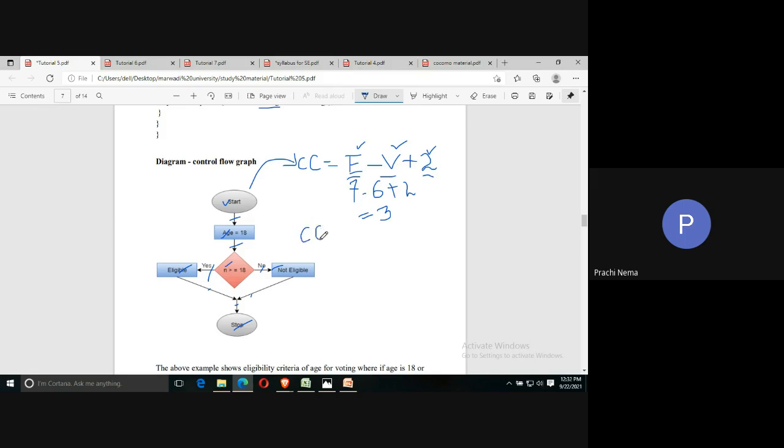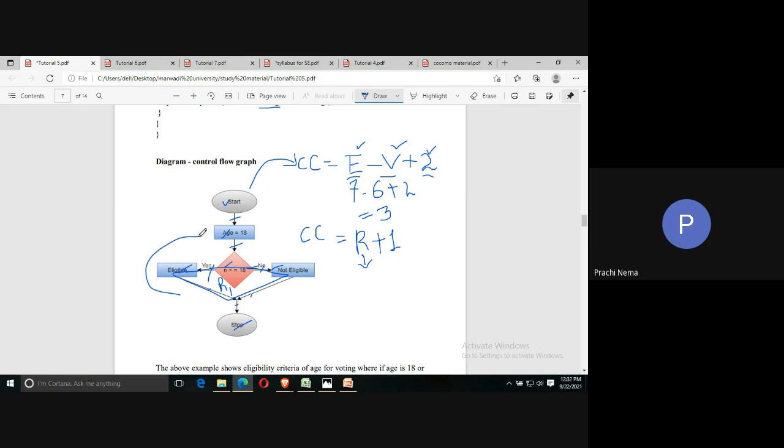The second formula for computing cyclomatic complexity is R plus 1. What is this R? Here R means the region. Region is what? If you look at this area, this component, this is a closed space. By considering the edges, this is forming a closed space. So this is one of the regions. A region is the area which is formed by the edges and which is a closed space. So this is the first region.